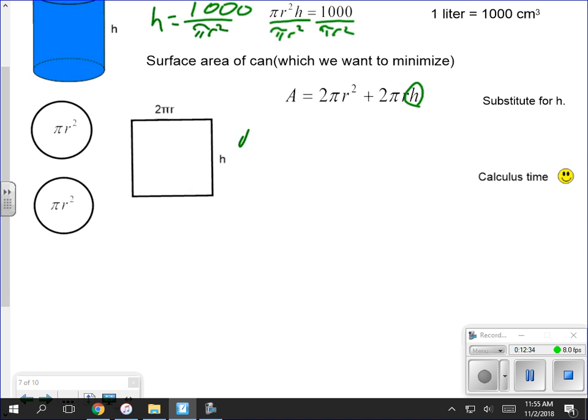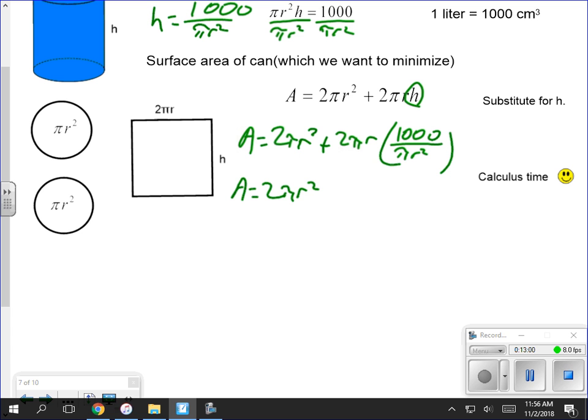Okay, so my area equals 2 pi r squared plus 2 pi r times 1,000 over pi r squared. Simplify. Area equals 2 pi r squared plus 2 times 1,000, 2,000. The pi's cancel. One of my r's cancel over r. Woohoo!